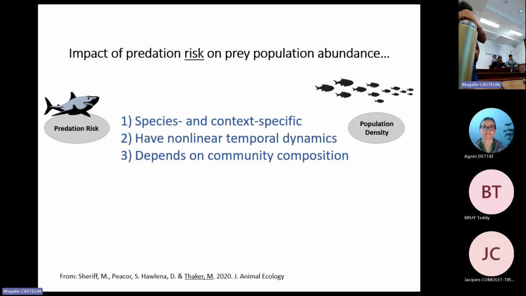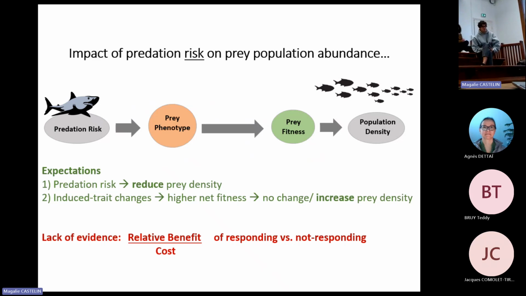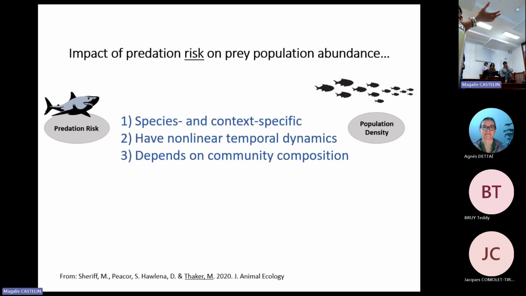Everyone says, oh, they're species and context specific. Right? Of the studies that I showed you, the 8 and 3 studies, all sorts of outcomes happen. So here I say that you could have reduced prey density in response to predation risk. Some studies showed that. Other studies showed no change or an increase in prey density. So all possible outcomes existed. And it's because of these, right? People say species and context specific matters. The temporal dynamics are nonlinear.